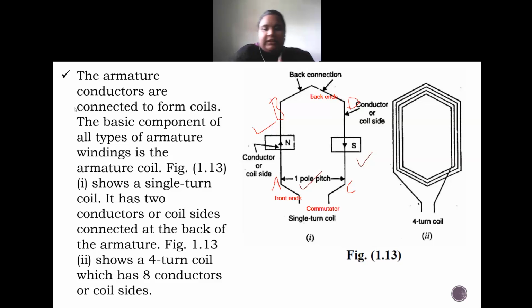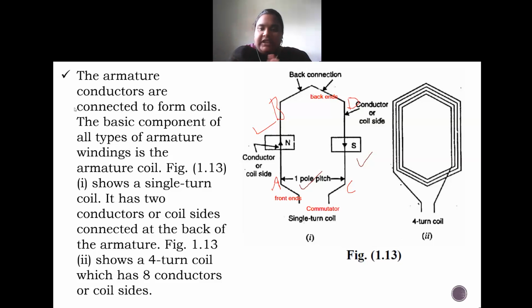Why are we doing this? Why are we making sure that one coil side or conductor is under one pole and the other conductor is under another pole? If we maintain it this way, then the EMF induced in AB will aid the EMF induced in CD, and this will form a closed circuit.